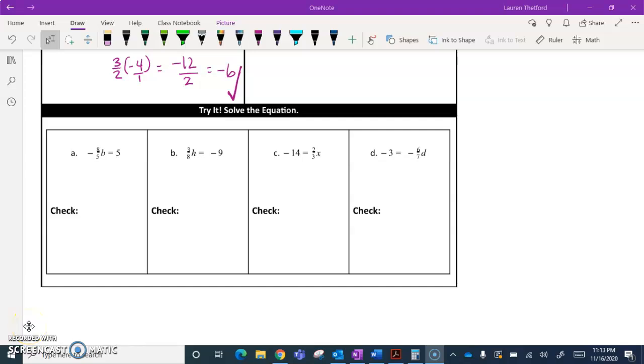Let's go over the triads. So draw your line. We need to multiply by the reciprocal. So we're going to multiply by negative 5/8 on both sides.